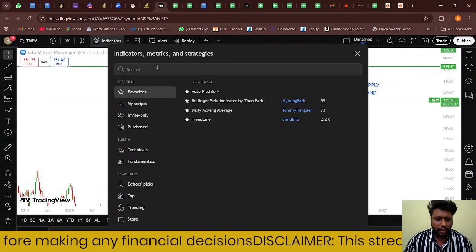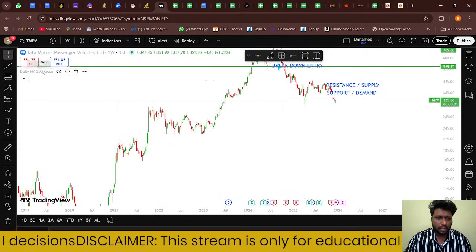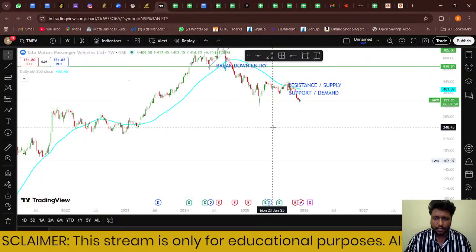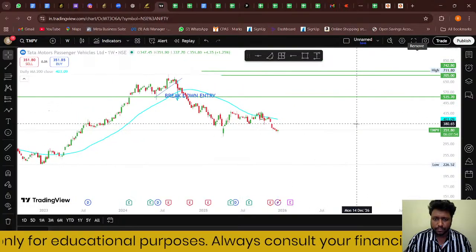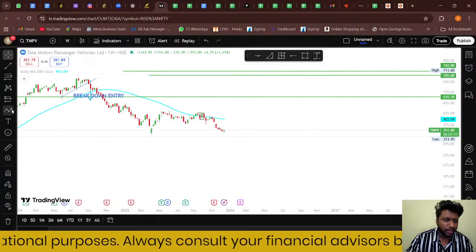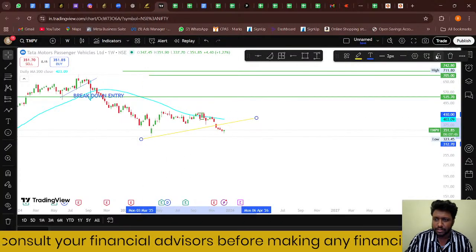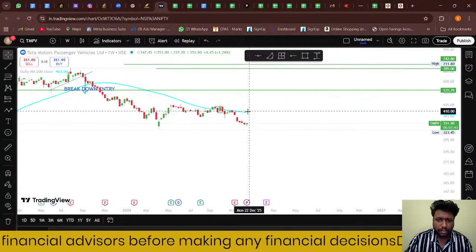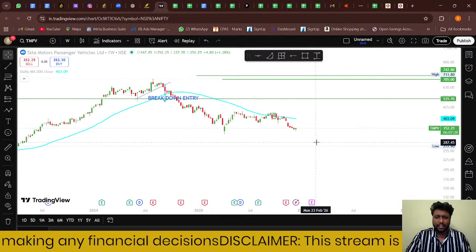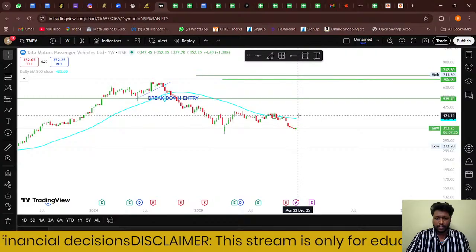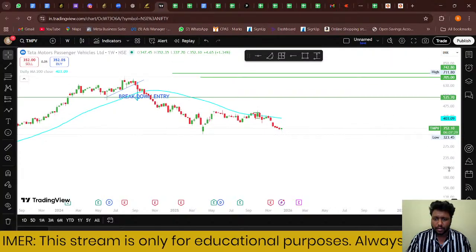We'll check the 200 DMA, the daily moving average. It is the 200-day DMA. If it is trading below this level, I wouldn't dare to take an entry over here in Tata Motors. No, this won't be enough. As long as it is below the 200-day moving average, I won't be taking an entry in Tata Motors. But if it comes anywhere near above this with a good volume breakout, then definitely we can put up an entry over here.